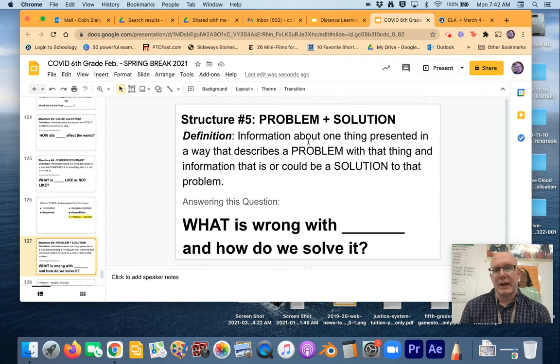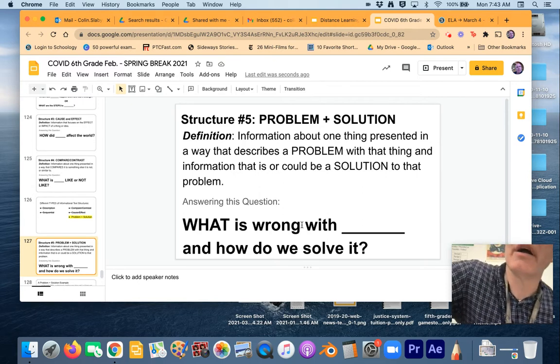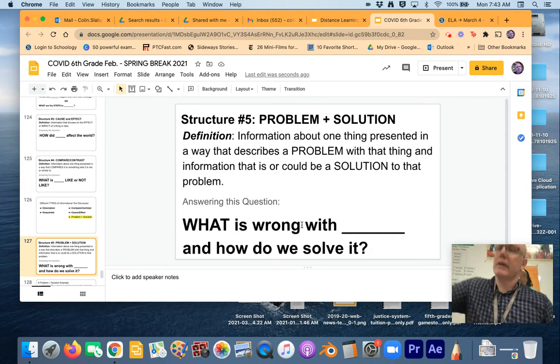The definition is information about one thing presented in a way that describes a problem with that thing and information that is or could be a solution to that problem. So it answers a more complicated question: what is wrong with blank and how do we solve it? What is wrong with plastic bottles and their effect on the environment, and what are some solutions? What is wrong with our addiction to technology, and how do we solve it?